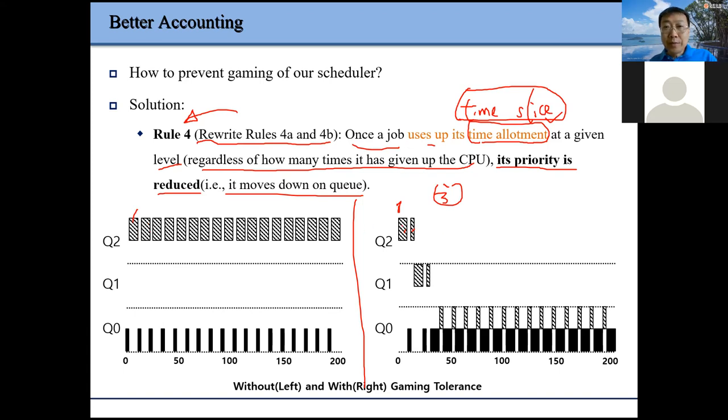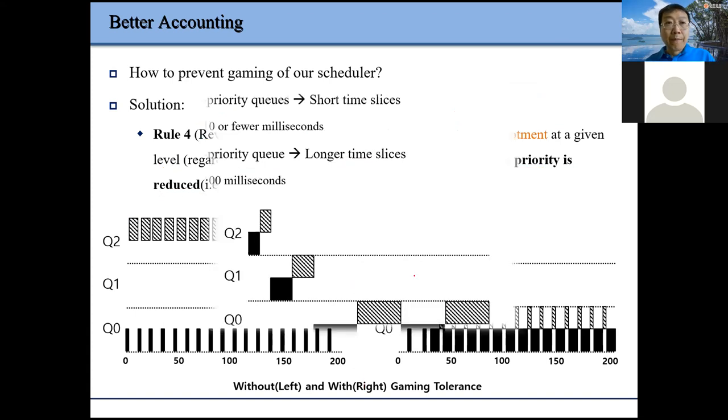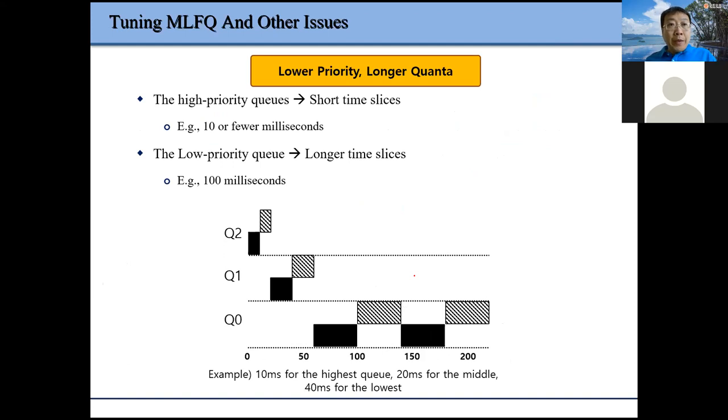So right now, if this process gives up the CPU, then I will count the total time this job stayed on a particular queue. Then no matter what, later I will move it down. If this job uses up its time allotment, which is the total time, maybe consisting of several time slices, then we will move this job down into the lower level queue. Okay, so that means you cannot get benefit if you want to game the scheduler.